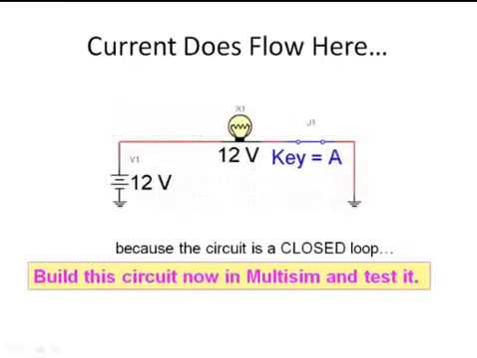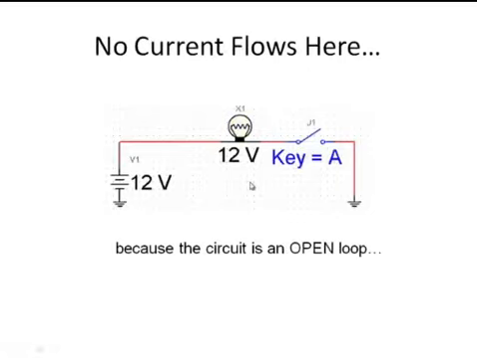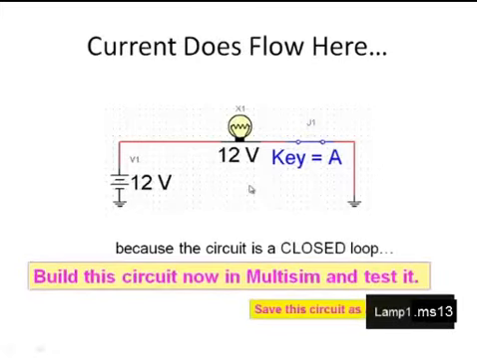We build this in Multisim, and you'll see that there is no current flowing here because the circuit is an open loop. Conversely, if I close the switch by pressing on the A key, then we have a current path from the top of the battery, the positive terminal, through the lamp, through the switch, down to ground, from ground to the negative terminal of the battery. So we have a closed loop.